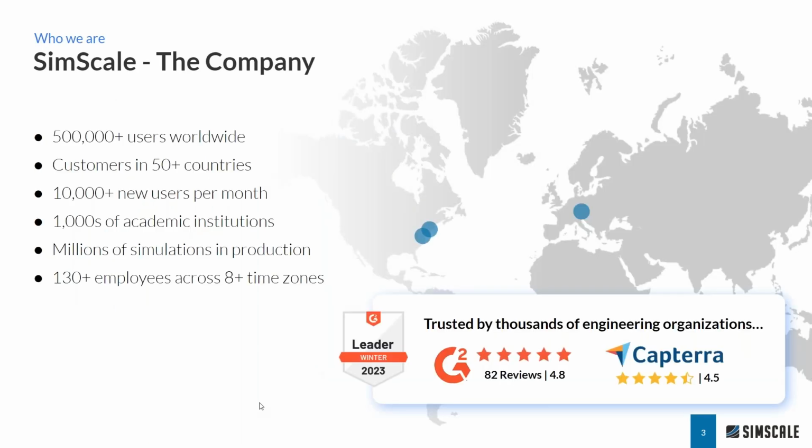So now let's start with a short intro of SimScale. SimScale is a simulation company headquartered in Munich, Germany, but also having offices in the US. Generally, we support more than 500,000 users worldwide, and we have customers in more than 50 countries right now. We get almost 10K new users per month joining our platform, either academic or commercial users, and we support many academic institutions worldwide. Right now, we promote remote working because we also promote remote simulation, right? So we are more than 130 employees spread across 8+ different time zones in the world.